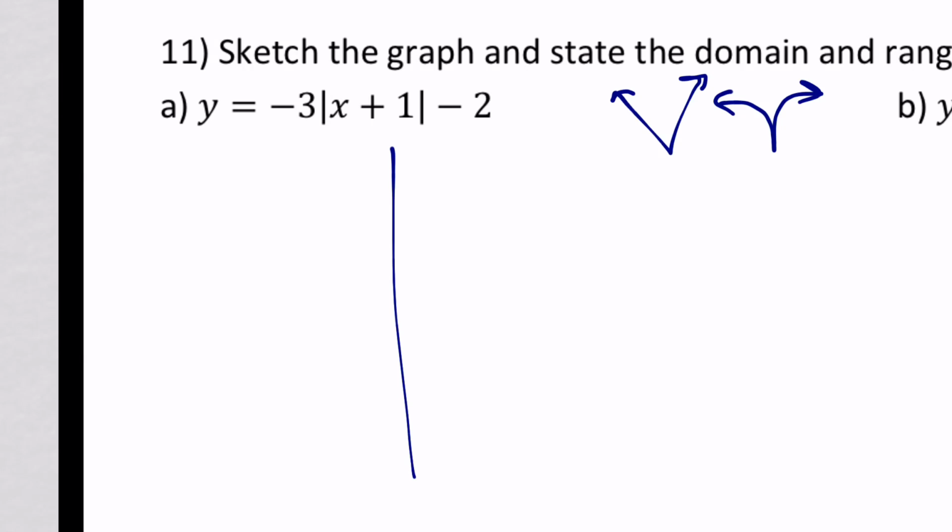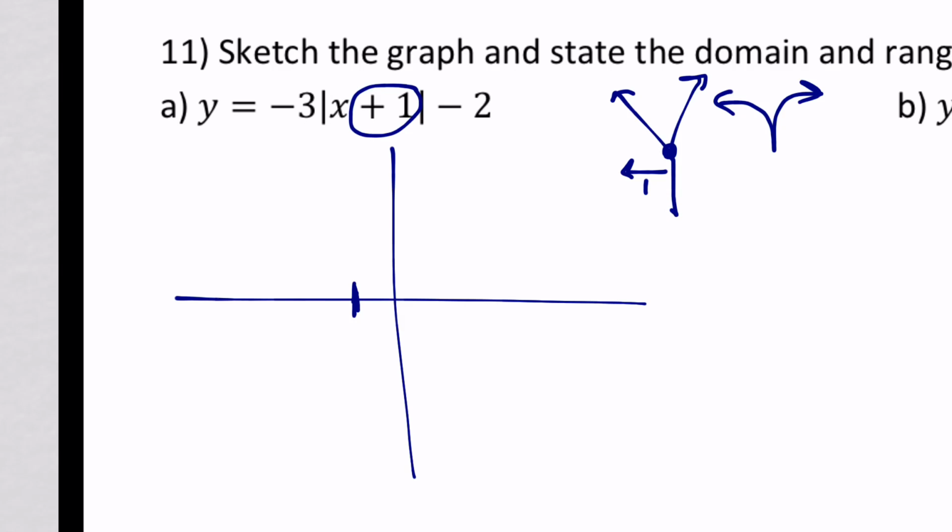So let's start sketching things. Let's start with this plus 1. X plus 1 means my graph is moving left 1, so this point has now moved left 1. Minus 2 at the end means this point is now down 2. So let's go 1, 2, plot our first point.